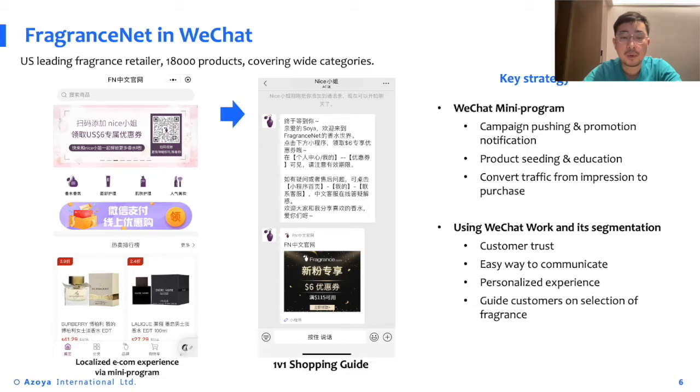WeChat Work is also deployed so that we can offer a one-to-one shopping guide service to consumers. Obviously, consumers are overwhelmed by the amount of products they can find on the website. We use the WeChat Work account to create customer trust. It's an easy way to communicate with customers, and it offers personalized experiences to customers in WeChat.